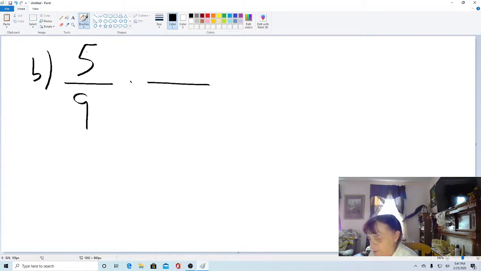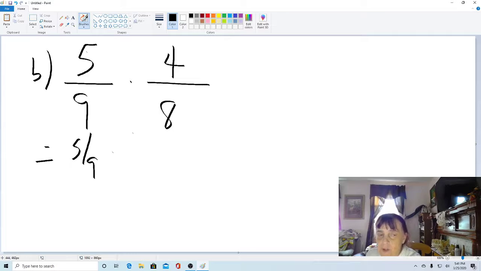The probability the second one's even. How many even numbers do you have? 2, 4, 6, 8. So it'd be 4 over 8. Okay, on my paper I think I put 5 eighths. It should be 4 eighths. So that's 5 ninths times 1/2, which is 5 eighteenths.